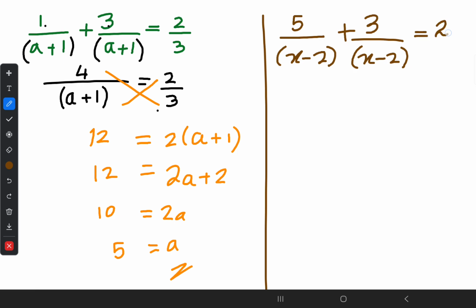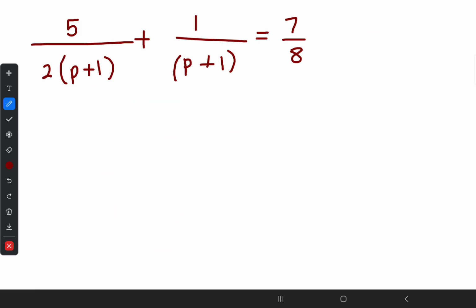So what would be the answer for x? Look at the question. Initially, look at the denominators. The denominators are not the same. This is 2 times p plus 1. This is just p plus 1 only. So what do you need to do?